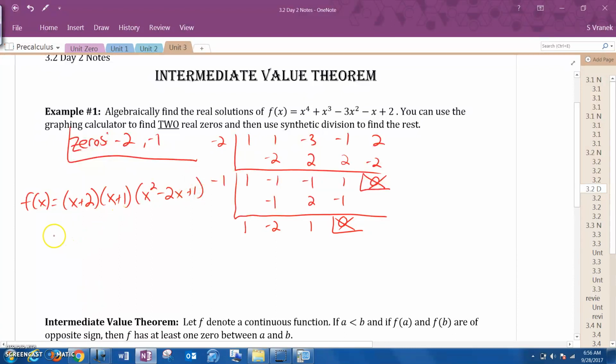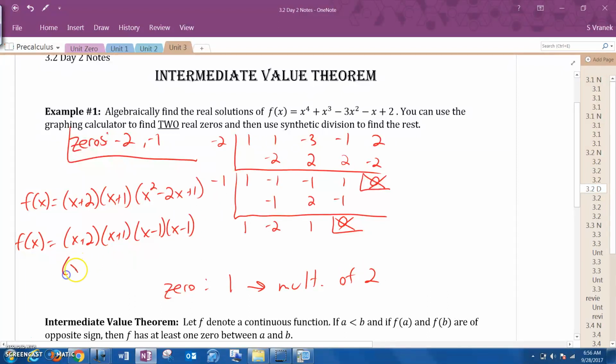If you factor that, you should notice that you get x minus 1 and x minus 1. So really, there are three zeros, but one of them has a multiplicity of 2. We also have a 0 that is at 1, and it has a multiplicity of 2. So really, to write this correctly, you should write it like this. That's the factored form.